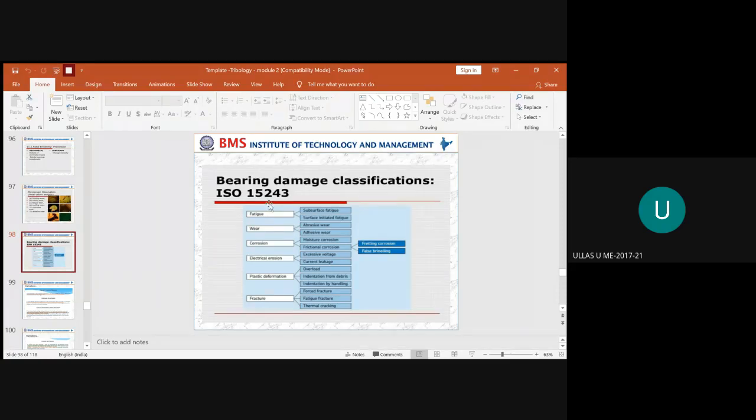So you should be able to classify, identify, analyze and provide a solution so that the main cause of wear is overcome. It could be any mechanical component. Here we are just taking an example of a bearing and a screw.